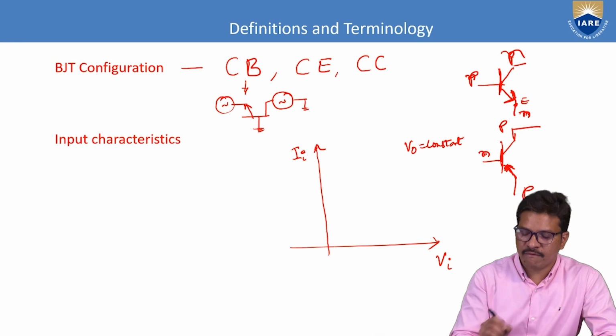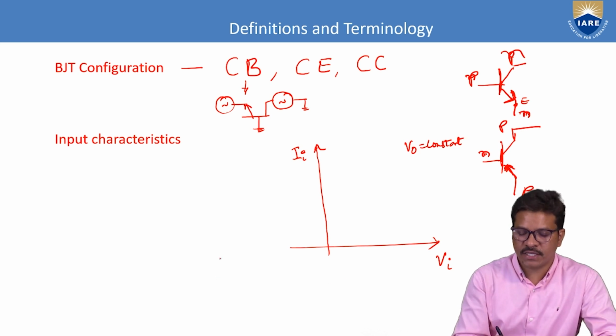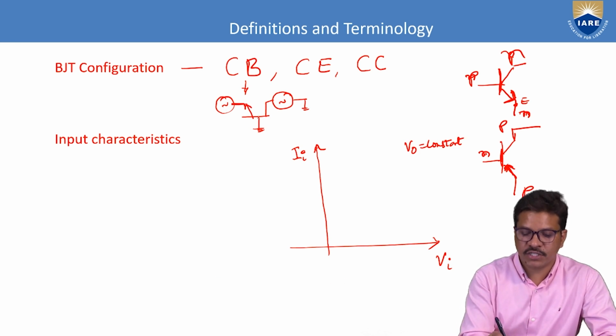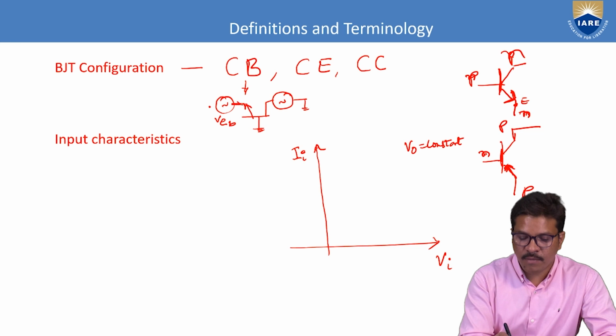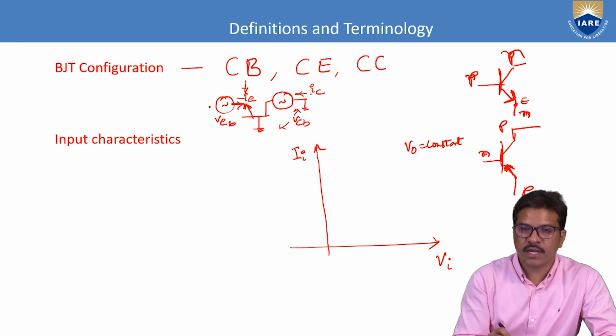I am taking one graph. Let us take the common base configuration. In the common base configuration, the input voltage is the voltage between emitter and base, and the current flowing through the emitter is IE. The output voltage is between collector and base, and the collector current is the output current.